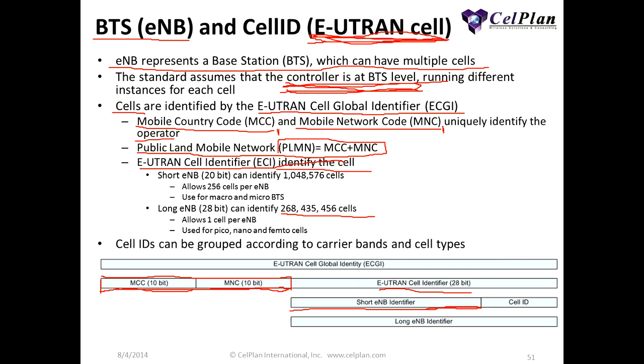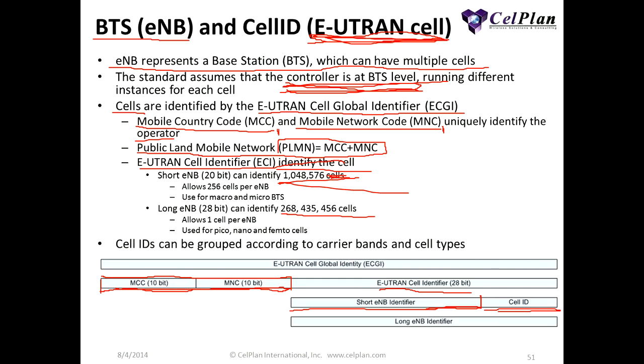One is the BTS identifier, the eNB identifier, and one is the cell identifier per eNB. Basically, the eNB identifier has 20 bits, and that identifies about 1 million BTSs. This is wrong here. This should be BTSs. And inside the BTS, you can identify up to 256 cells.